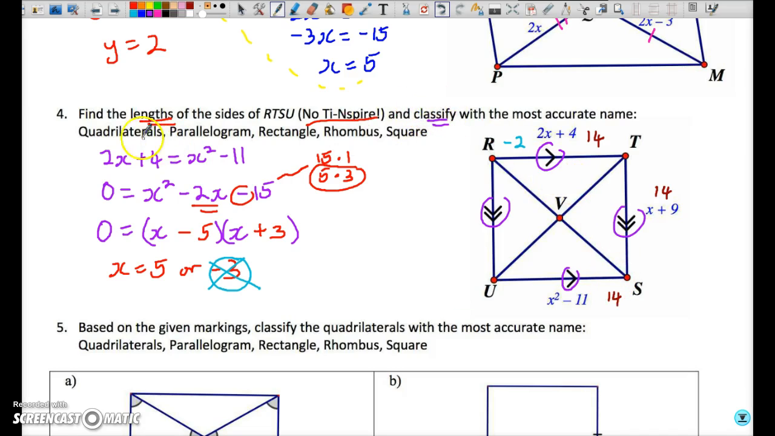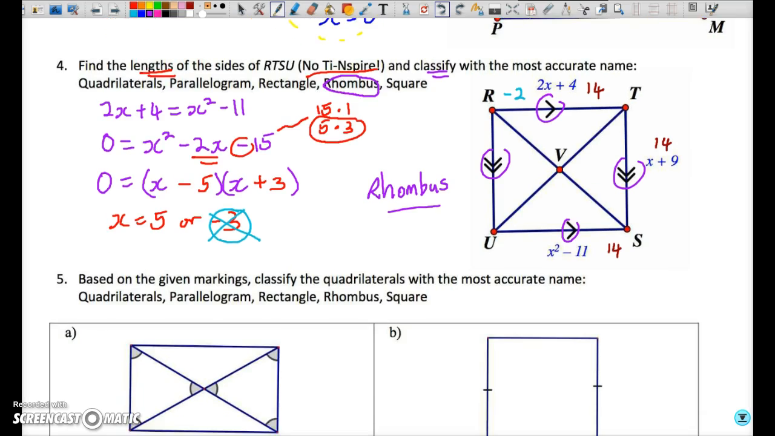The final part of the question is to classify. And so in this particular case, a parallelogram with congruent consecutive sides is, of course, a rhombus. And so we know for sure that it's a rhombus. We do not have enough information to ascertain whether or not it is a square or a rectangle and therefore a square. So rhombus is the correct answer.